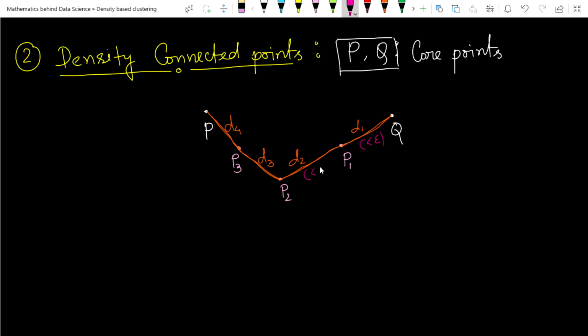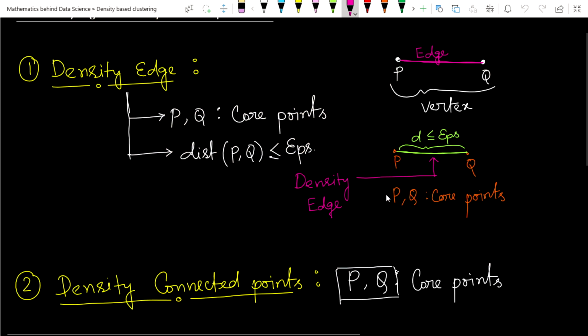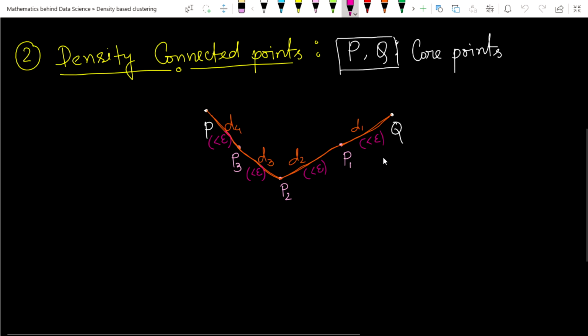This is also less than the epsilon value. If these things happen, then these edge connections are called the density edge. If they already have seen this concept, these edges are now called the density edge.